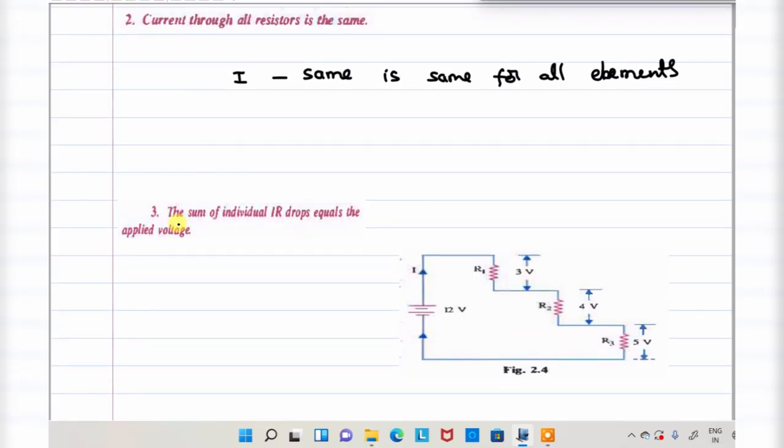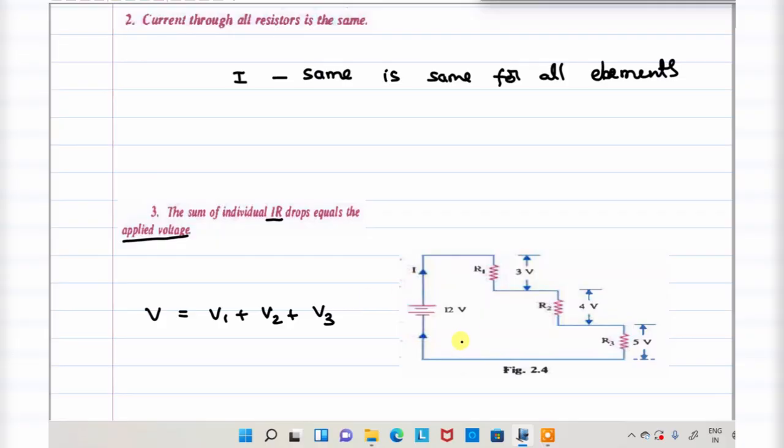Next one: the sum of the individual IR drops is equal to the applied voltage. Already mentioned just now, five minutes back, at the start itself. In the derivation, supply voltage is equal to the sum of all the voltages, V1 plus V2 plus V3. We need to obey this characteristic also. Then it is called a series circuit.